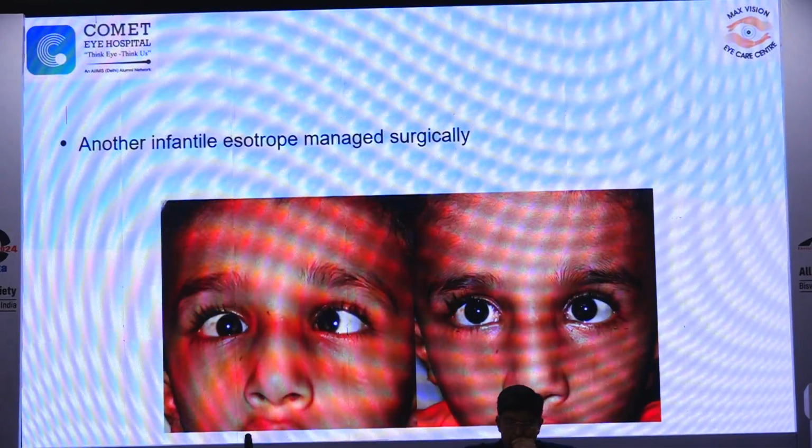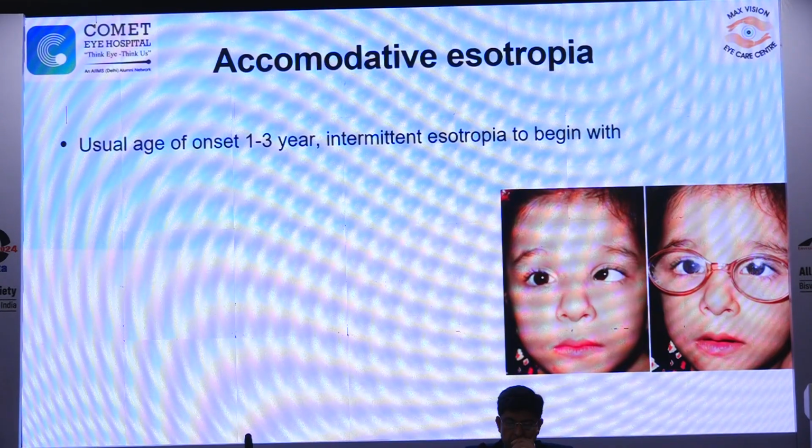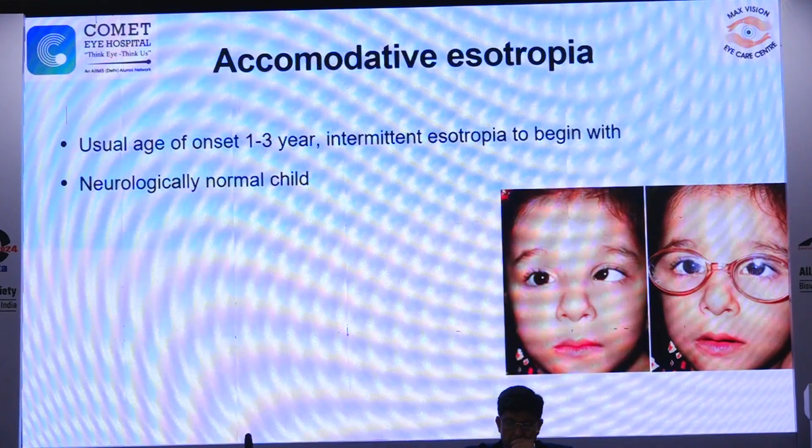Now this is another case of infantile esotropia managed surgically. Accommodative esotropia: the usual onset is about 1 to 3 years. It may be intermittent to begin with, and the child would be neurologically normal.